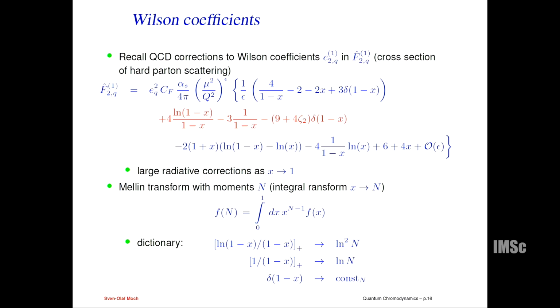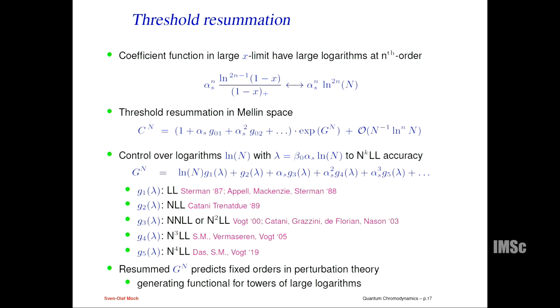You can classify them by going to Mellin space, so you make a Mellin transform of this. The logarithms of (1 minus x) over (1 minus x) give you a double logarithm of the Mellin moment n when you take n to be large. The single distributions give you log n when n becomes large. So you can do some power counting at each order in perturbation theory.